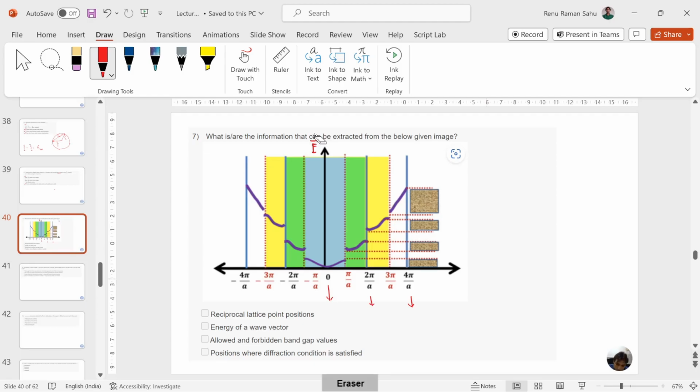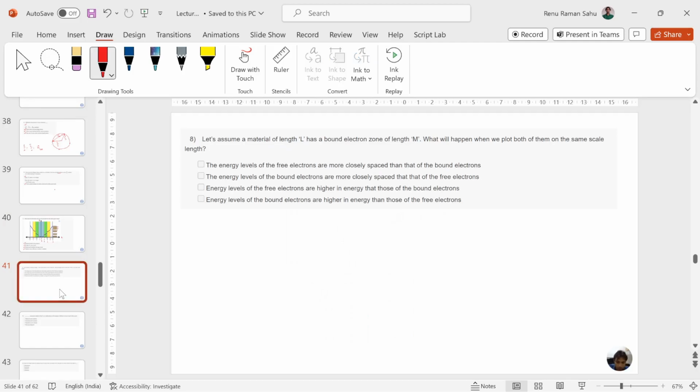Sorry, this is your energy and this is your K, the wave vector. The energy of a wave vector is given, and the reciprocal lattice point position also. Allowed and forbidden band gap values are also given. These are your allowed values of energy, and these are your forbidden energies. Positions where the diffraction condition is satisfied, that is also Bragg's plane. That is also there. Then what about this?